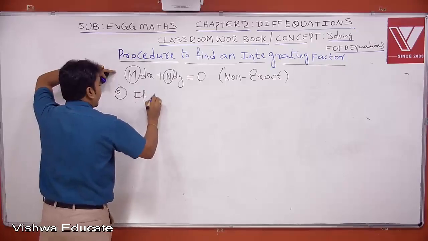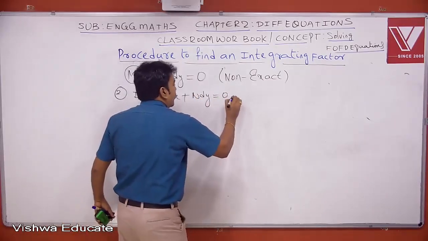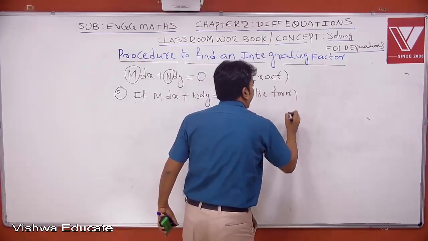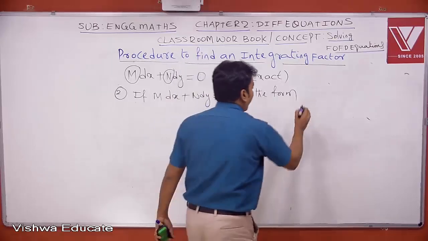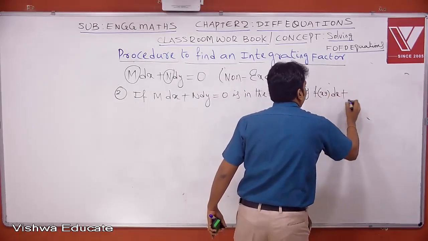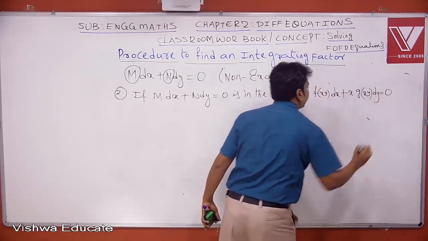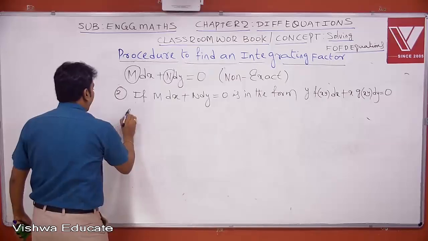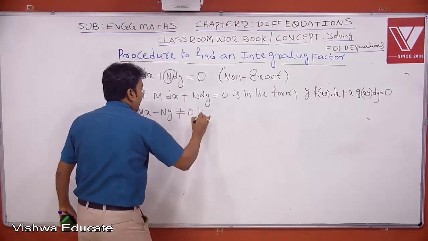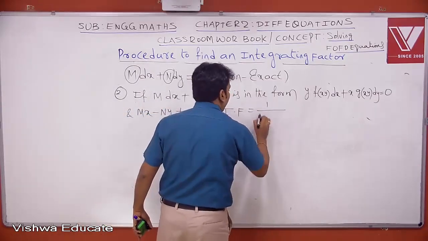Suppose M dx plus N dy equal to 0 is in the form y into f of xy dx plus x into g of xy dy equal to 0, and Mx minus Ny is not equal to 0, then the integrating factor IF equal to 1 divided by Mx minus Ny.